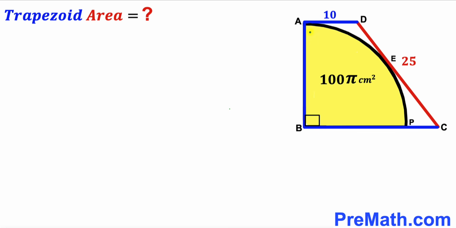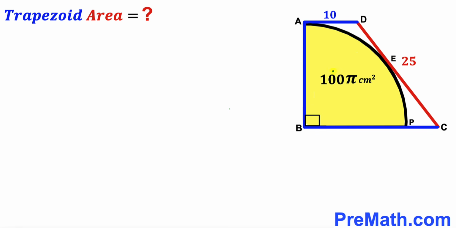Welcome to PreMath. In this video, we have got this yellow shaded quarter circle with the center B, fully inscribed in a trapezoid ABCD, as you can see in this given diagram, such that E is the point of tangency.